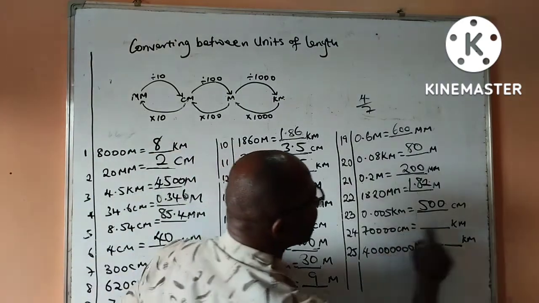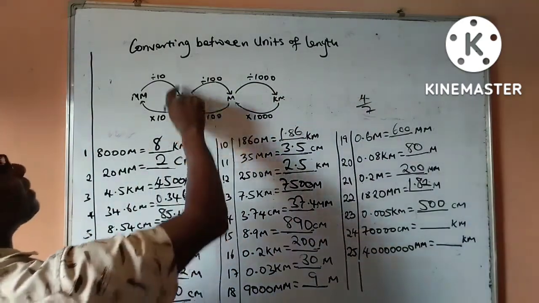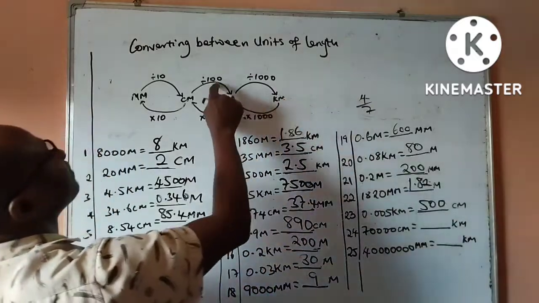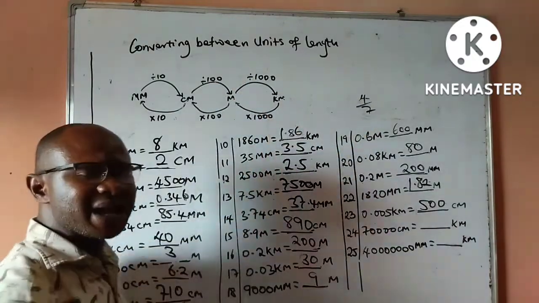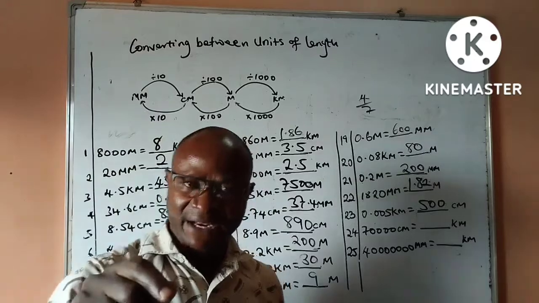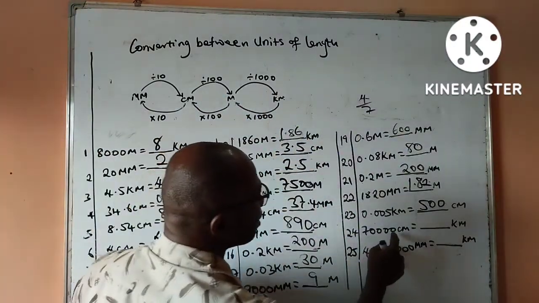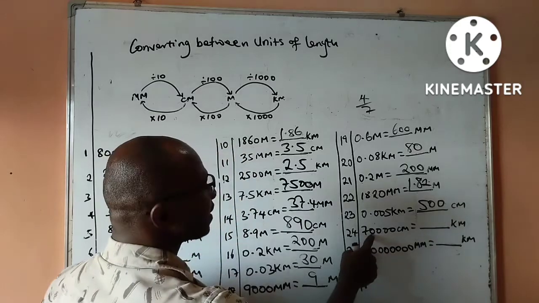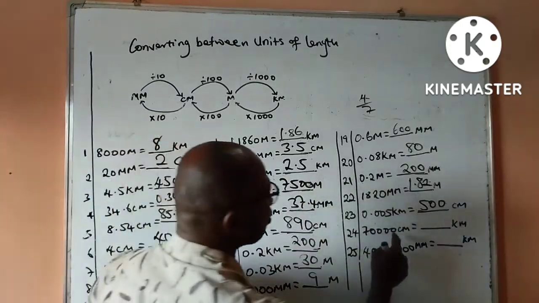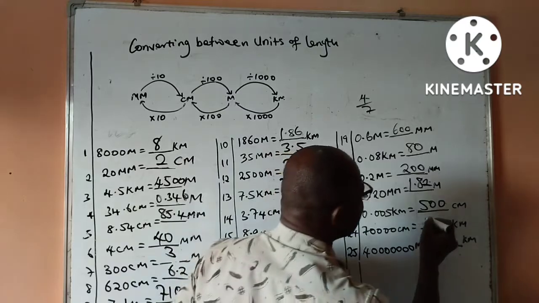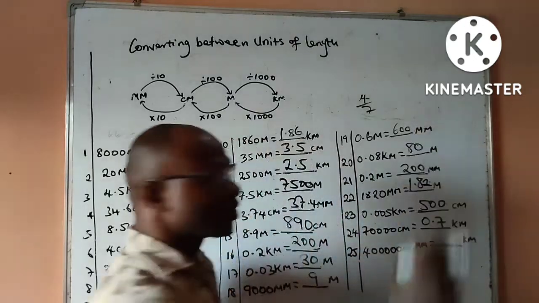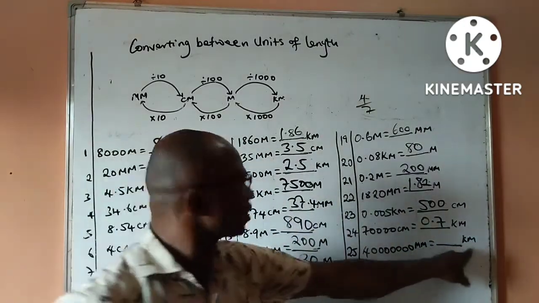Now I have again cm to kilometers. Look at cm. I am going far to km. Divide by 100, divide again by 1000. That means I will be dividing by 100,000. So when I divide this by 100,000, 1, 2, 3, 4. 100,000, that is 5 zeros. 1, 2, 3, 4, 5. So I have 0.7.